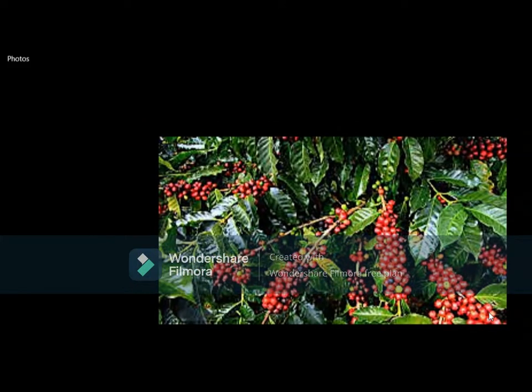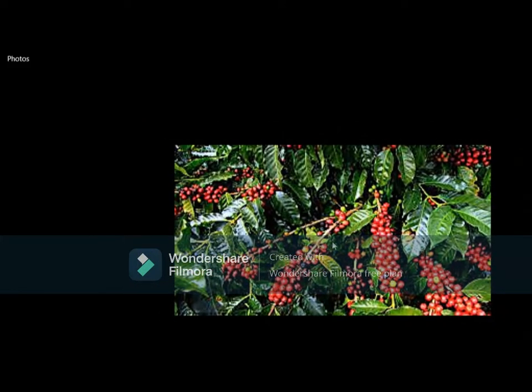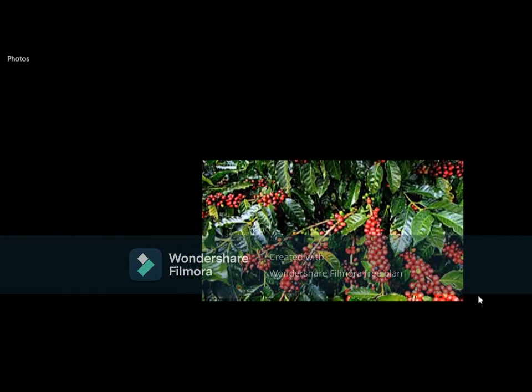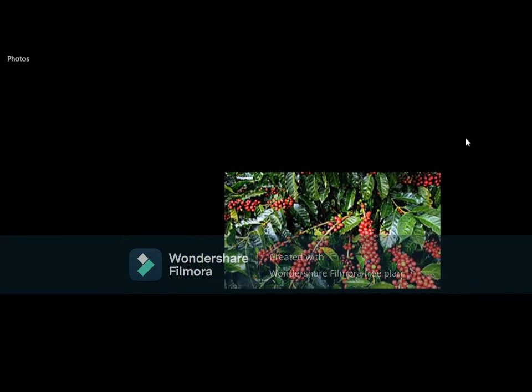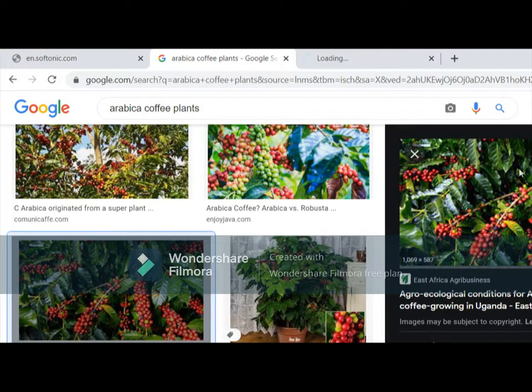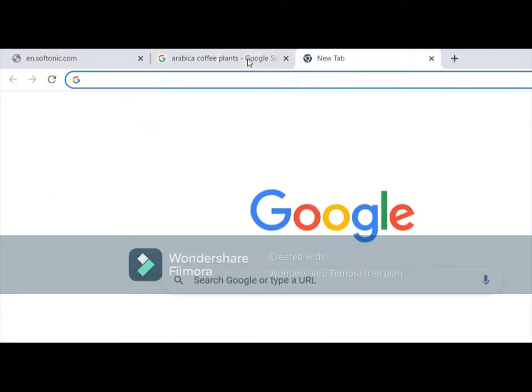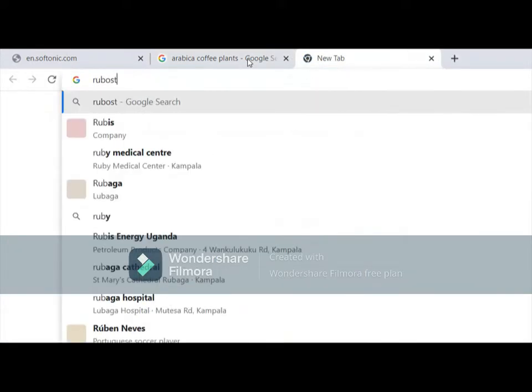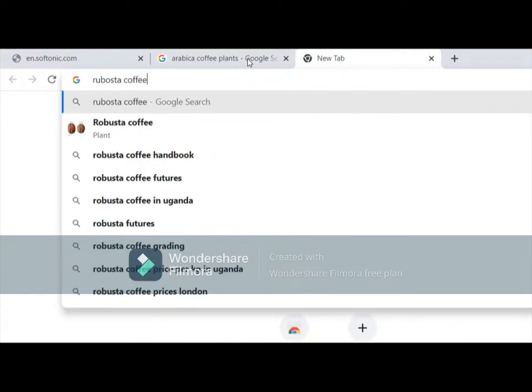That's clear now. You can see the seeds which are mature, ready to be picked. Let me get some other pics. Yeah, you can see the difference. We shall see the difference very soon between Arabica coffee and Robusta coffee. The leaves themselves, they don't look alike. In the next tab, let me put here Robusta coffee.